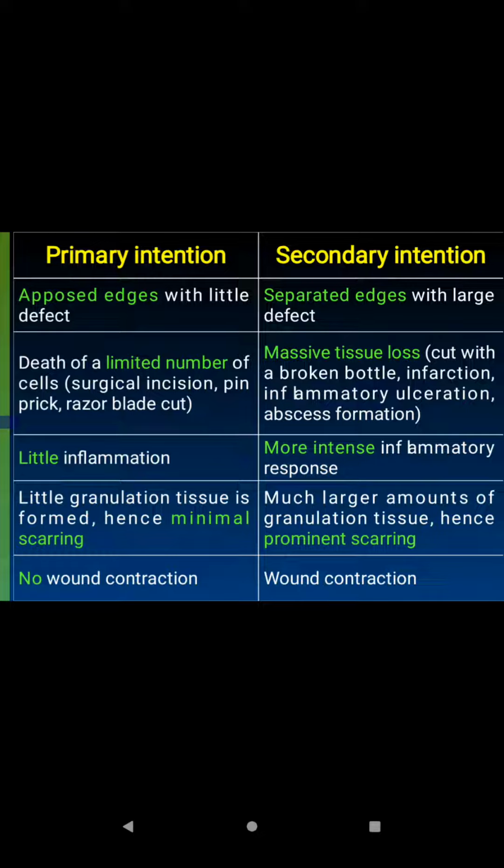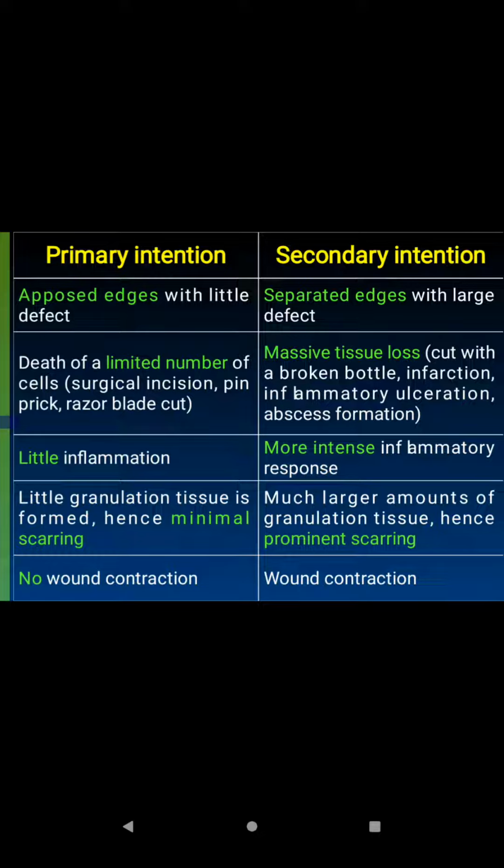C for contraction. In primary intention, there is no wound contraction, while in secondary intention, there is wound contraction. E for edges. In primary intention, the edges are brought together. We have opposed edges, while in secondary intention, we have separated edges.